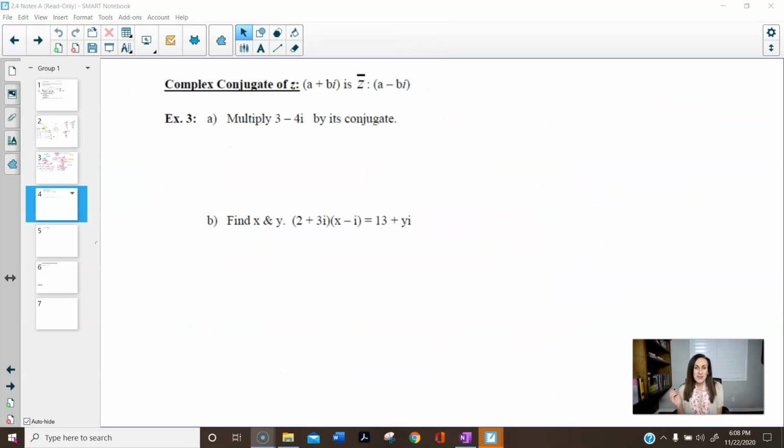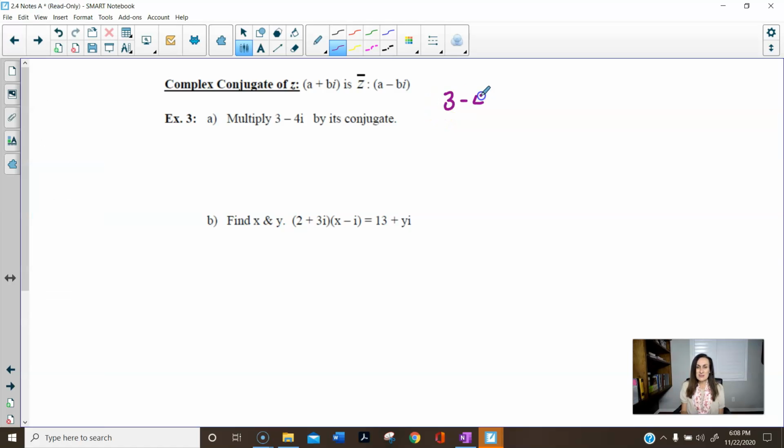So a complex conjugate is, we know a conjugate is a plus b, a minus b. A complex conjugate is simply a plus bi and a minus bi. So a lot of times you see this z standing for complex, and we've got a complex conjugate. So the first thing that they want us to do is multiply 3 subtract 4i by its conjugate. So you have 3 subtract 4i. Its complex conjugate is 3 plus 4i.